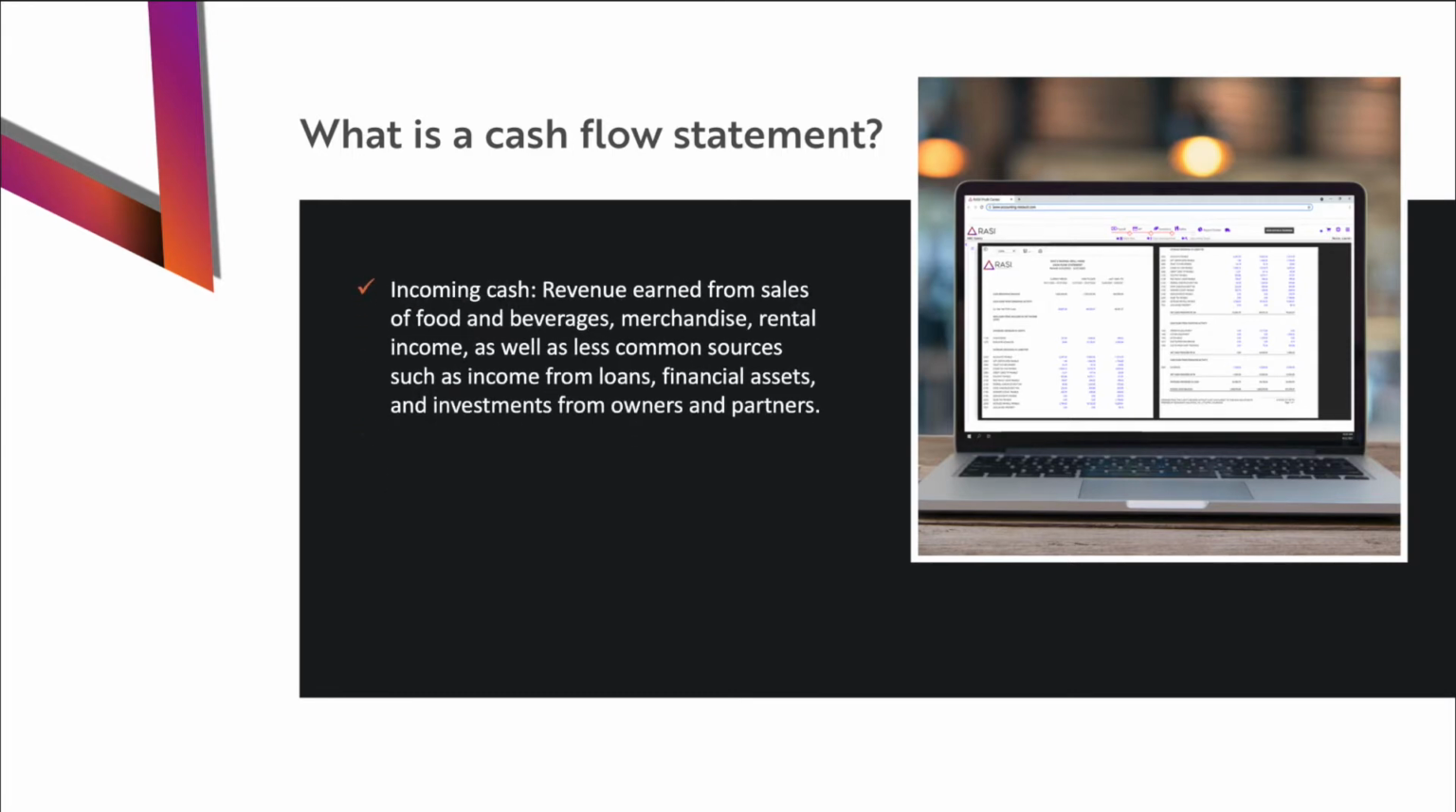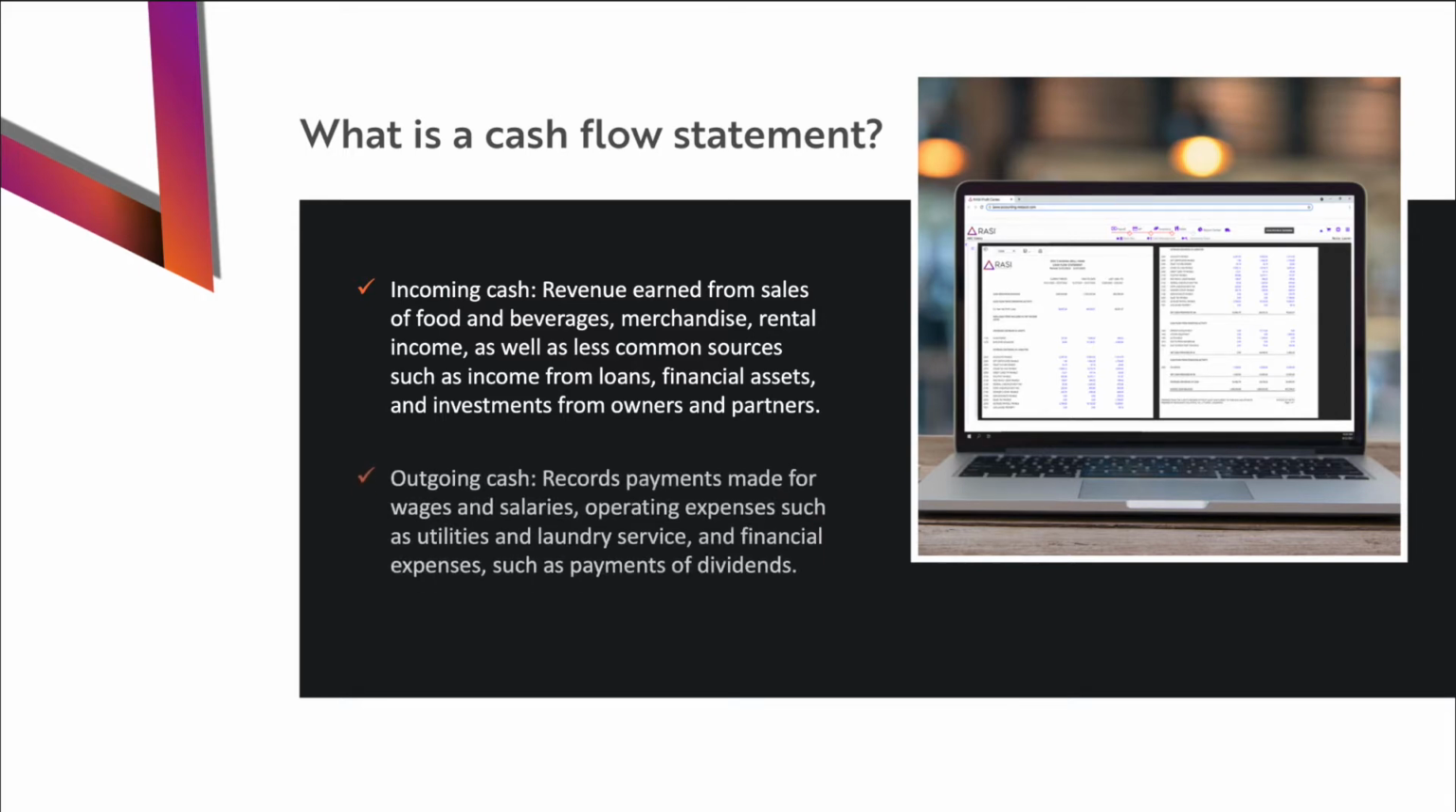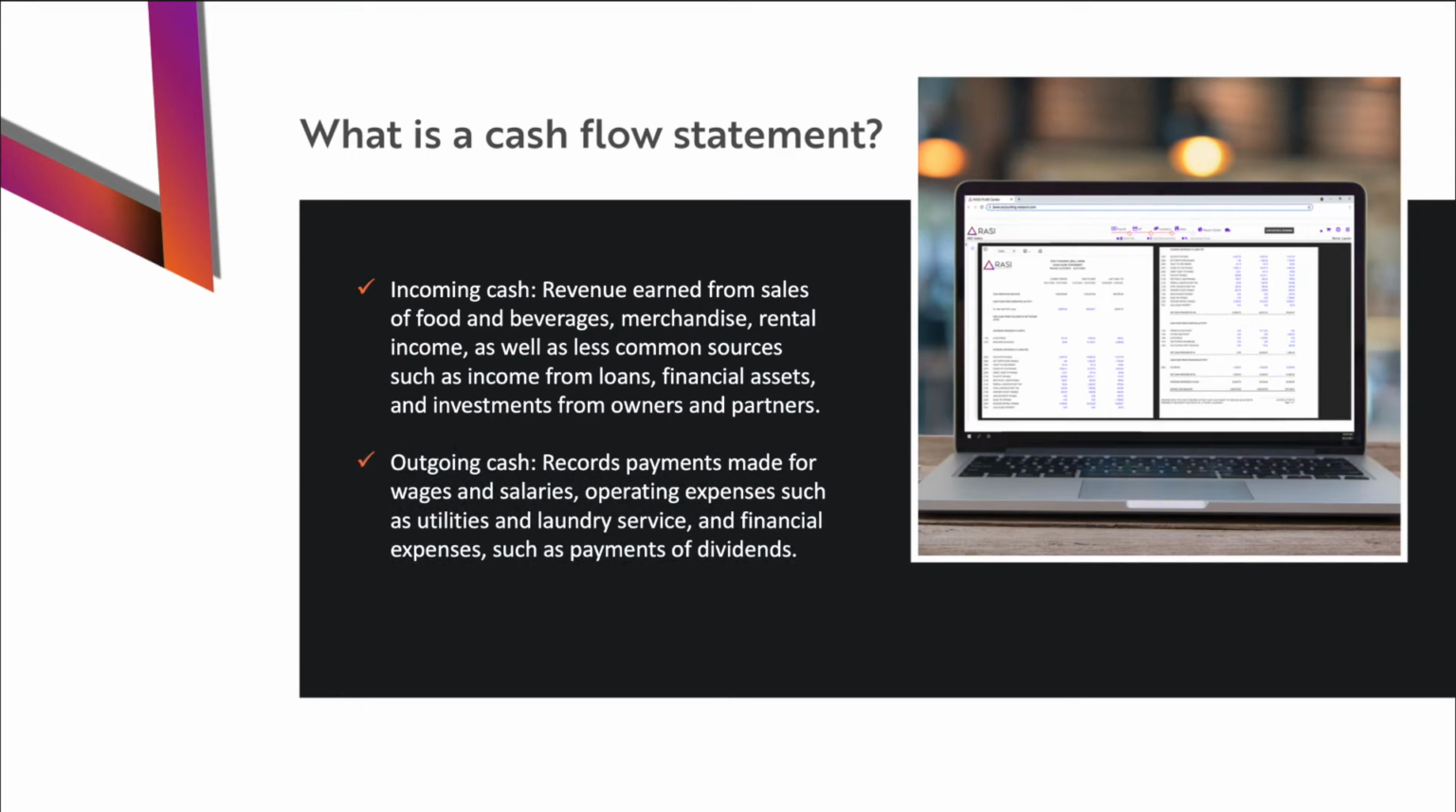Incoming cash includes revenue earned from sales of food and beverages, merchandise, rental income, as well as less common sources such as income from loans, financial assets, and investments from owners and partners. Outgoing cash records payments made for wages and salaries, operating expenses such as utilities and laundry service, and financial expenses such as payments of dividends. By accounting convention, the cash flow statement is divided into three separate parts: cash flows from operating activities, cash flows from investing activities, and cash flows from financial activities.